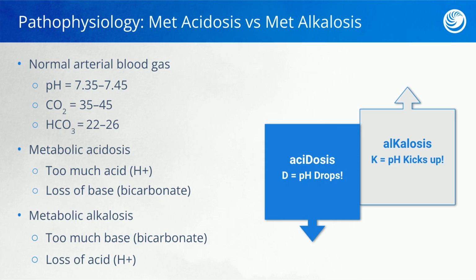Now, if you have trouble remembering that pH, just remember my little picture on the right. Acidosis, that D equals your pH drops. So your pH is going to be low with metabolic acidosis. Versus alkalosis, see that K, your pH, it's going to kick up. So your pH is going to be high with alkalosis.